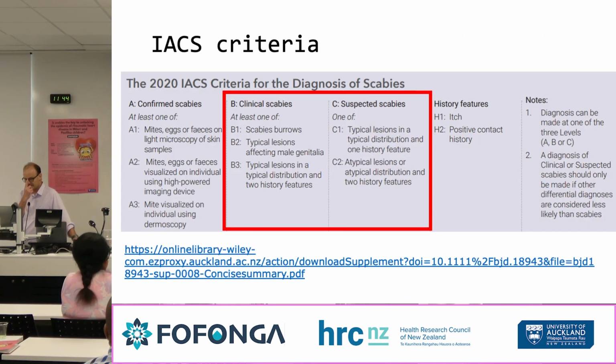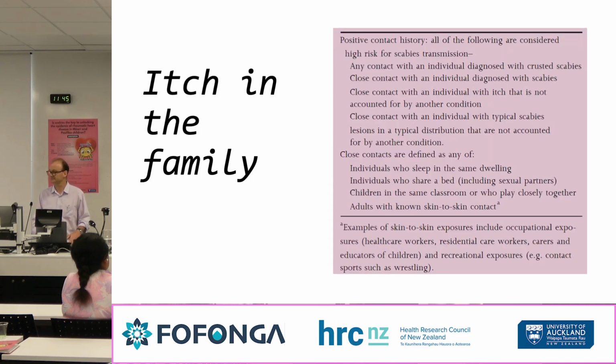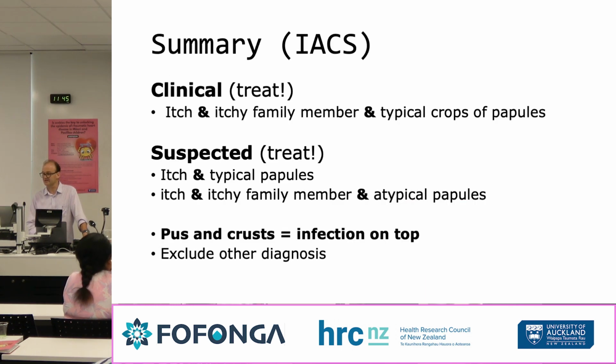So this is the IACS criteria. We've got confirmed scabies, where on the left you've got evidence from dermoscopy of direct visualization of the mite. This is what we are focusing on, on the advice of Dan: clinical scabies, suspected scabies, which is either typical lesions or atypical lesions and various history features. Here's some of the history features. So they're basically household contacts with itch or other lesions suggestive of scabies.